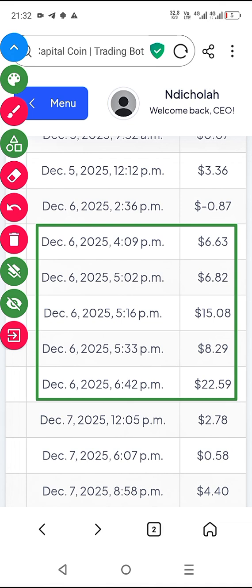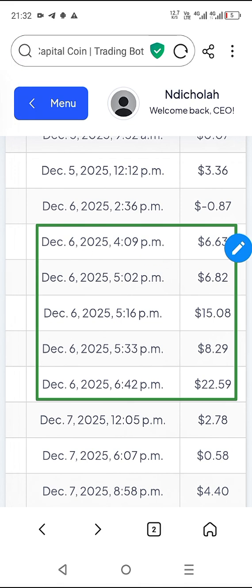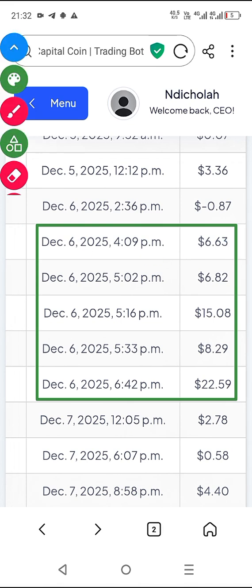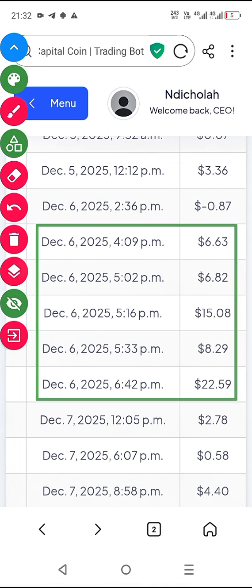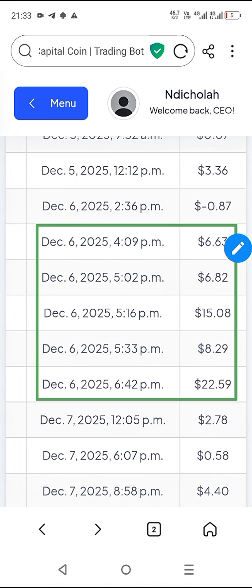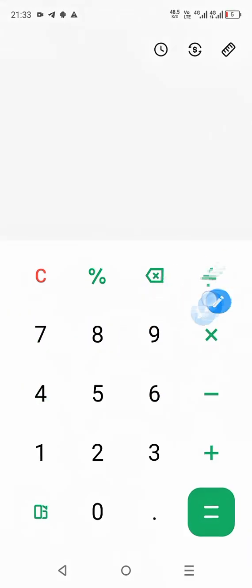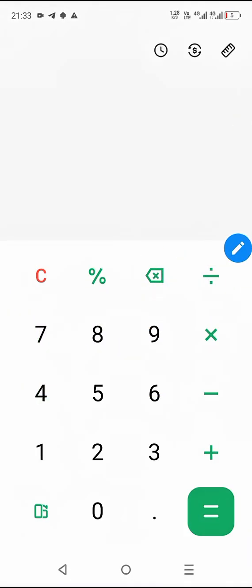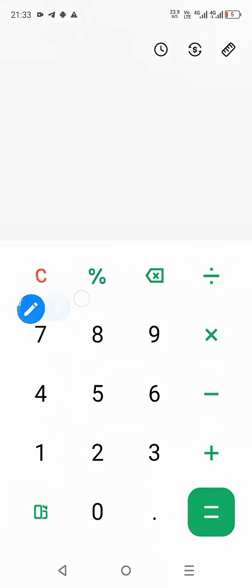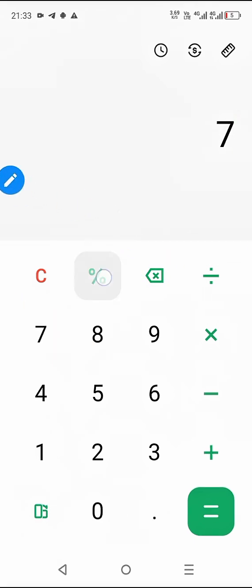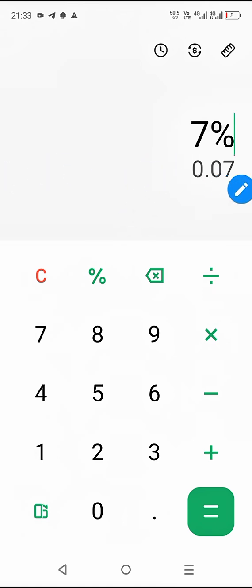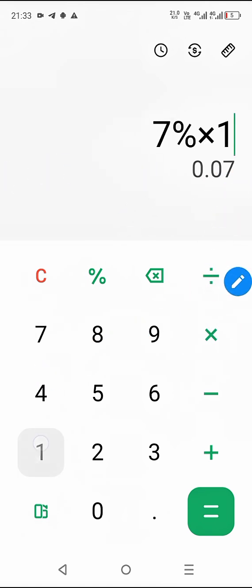So now to calculate, you can use your calculator. Some people might be confused, so let me use the calculator now. What you have to do is that, let me say maybe your first entry is $100. Just go into your calculator. Don't forget I said -7%. So click 7, then click on percent, 7%, then click on multiplication, then write your $100, which is the amount you use to initiate the trade.